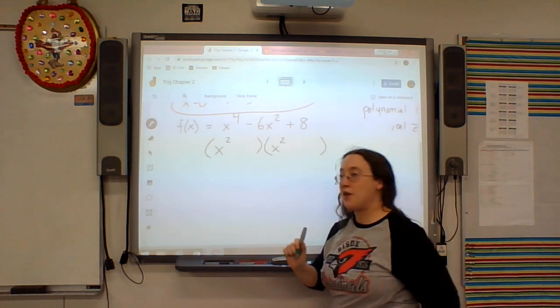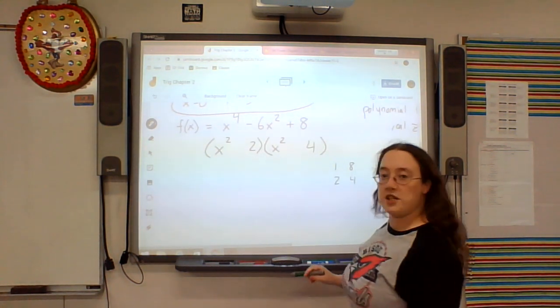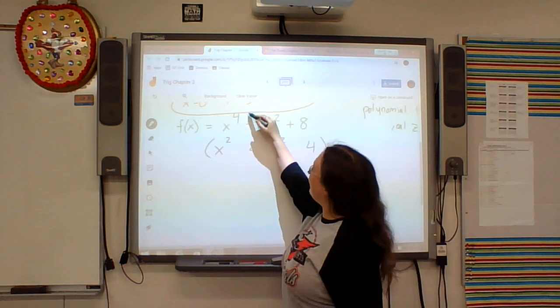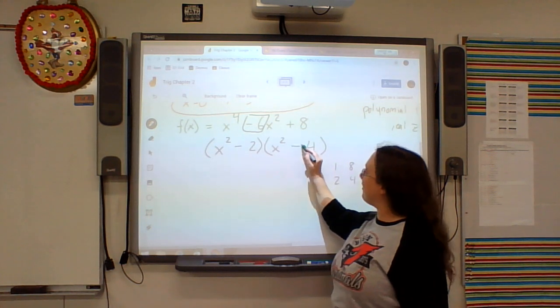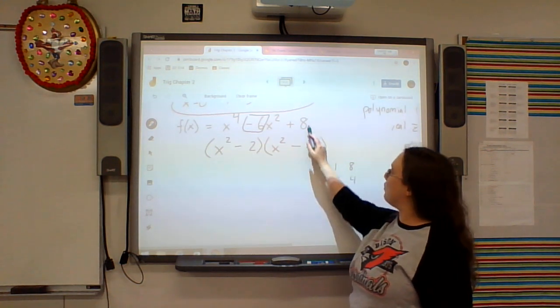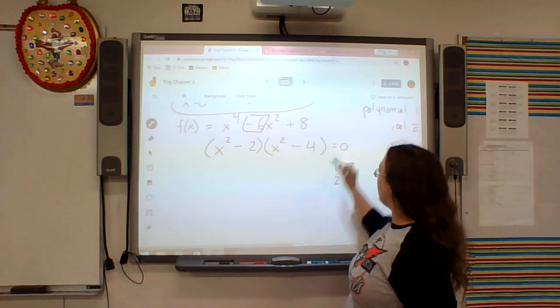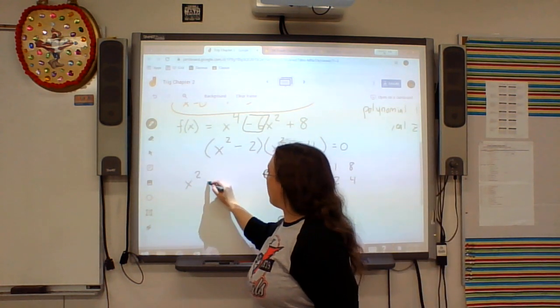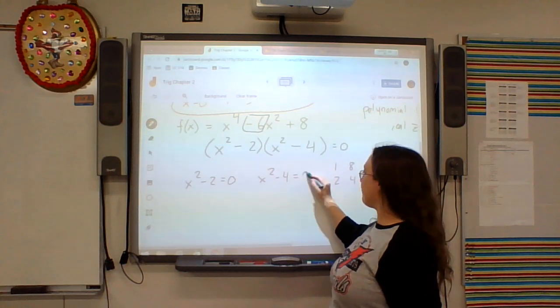But conveniently, 2 and 4 give you 6. And no, it doesn't matter which one goes where. What does matter is they're both negative, because we want this to end up being a negative 6, and the negative times the negative will give you that positive 8. So now if we want that to equal 0, we've either got x squared minus 2 equals 0, or we've got x squared minus 4 equals 0.